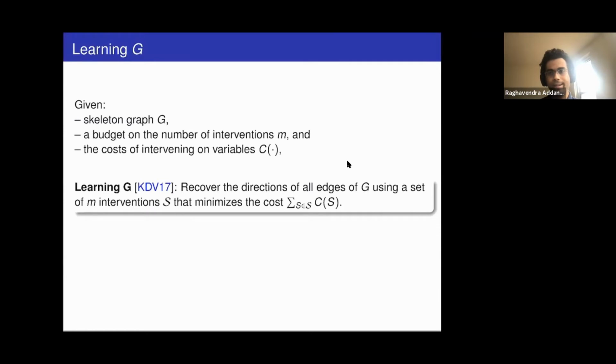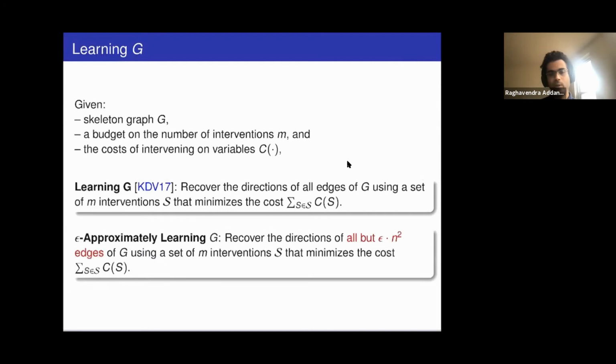So formally, the problem of learning G can be posed as follows. Given a skeleton graph, the undirected graph which I described, a budget M on the number of interventions, say we can only do 10 interventions, and a cost function on every variable, we want to recover the directions using these M interventions while minimizing the total cost, the sum of the cost of each intervention on every set. We also define an epsilon-approximate learning objective, where we want to recover the directions of all but epsilon n squared edges of G. So we might miss out on epsilon n squared edges of G, and we are okay with that.